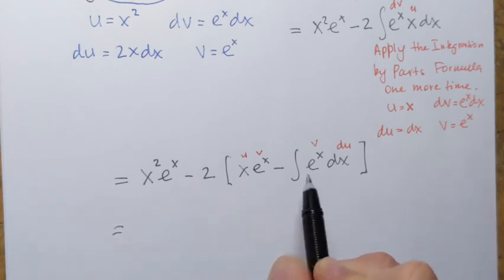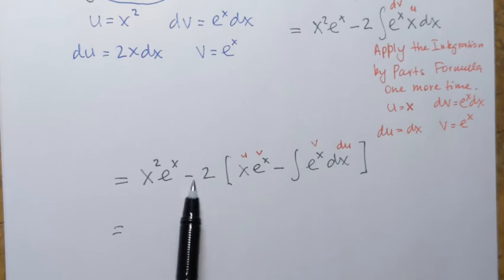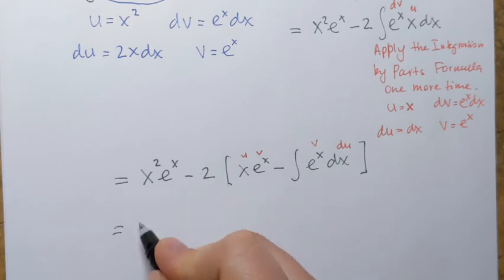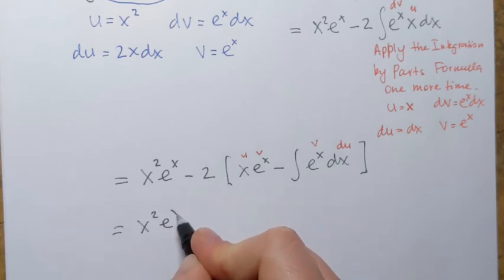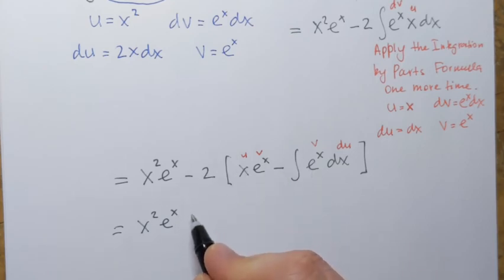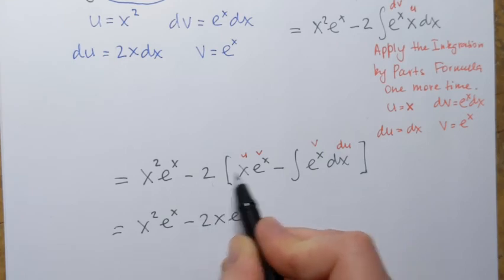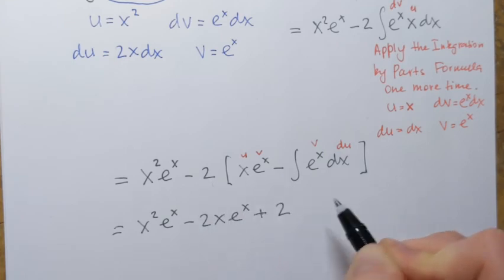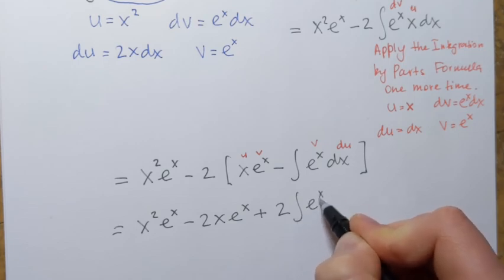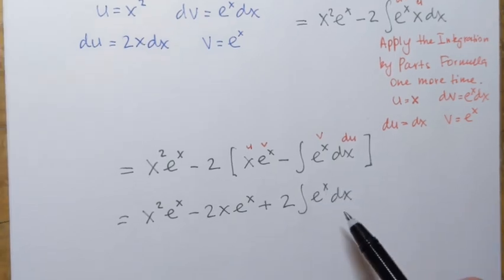Well, before I do that, I will simplify this expression. In other words, I will distribute -2 so I don't have those brackets. And for that, I have to multiply -2 by each part inside the brackets. So it's -2x e to the power x, and then negative times negative, it's positive, plus 2 integral e to the power x dx.